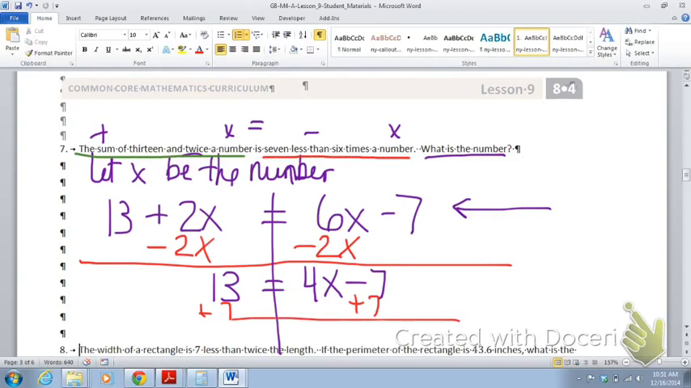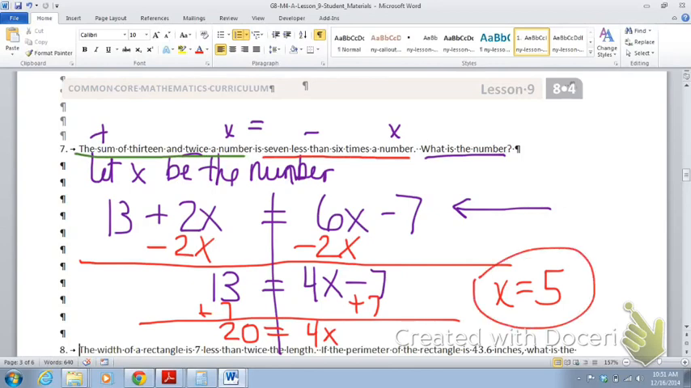And that gives me 20 on the left-hand side of my equation. And I'm just left with 4x over here. And then I can see that x is equal to 5, because 5 times 4 is 20. So the number is 5. And I can put it back in here and check.